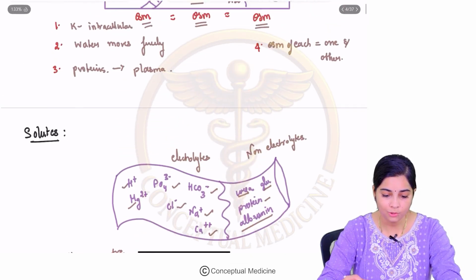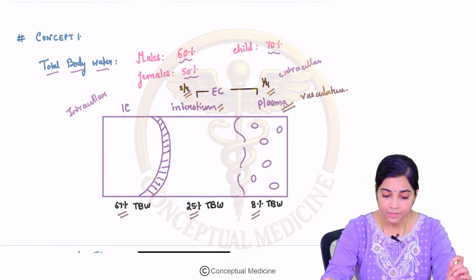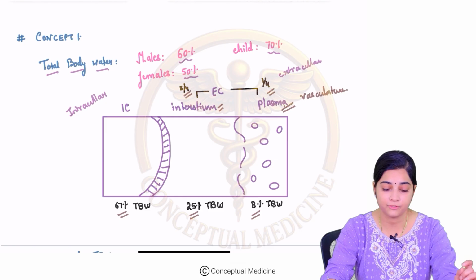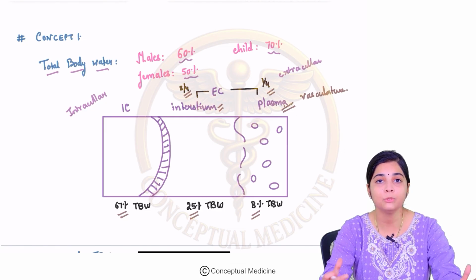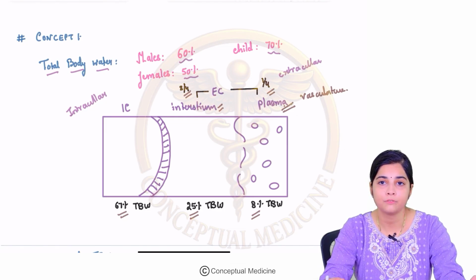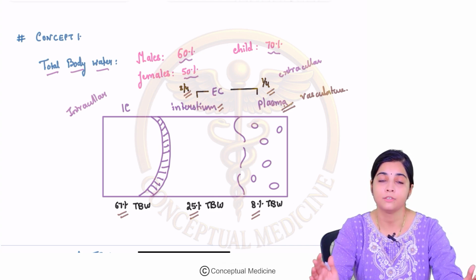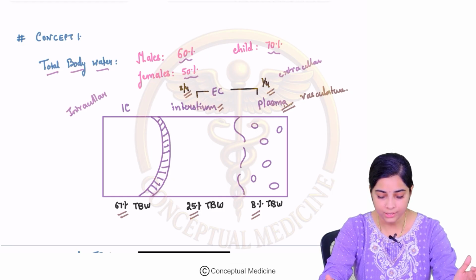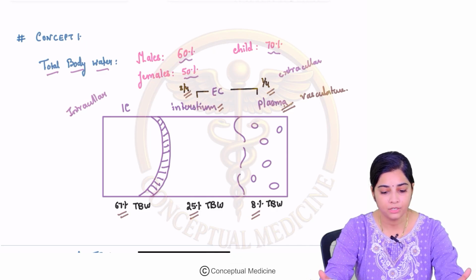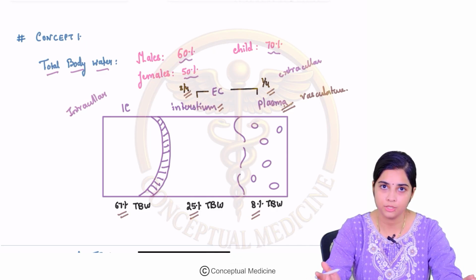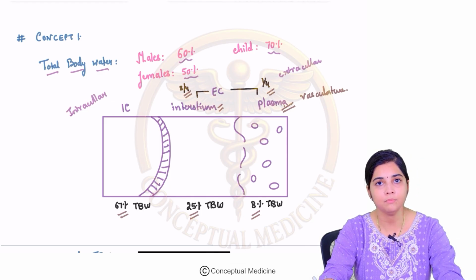Okay. So I hope you have understood the first concept. So we have learned what the total body water is. On average, males have a total body water of 60%, females have 50%, and in children it can go up to 70%. What are the components of total body water? It comprises the intracellular as well as the extracellular fluid. 67% of the total body water is intracellular, 25% is the interstitium and 8% is your plasma. So the extracellular fluid comprises the interstitium and the plasma. Three-fourths of the extracellular fluid is the interstitium and one-fourth is the plasma.